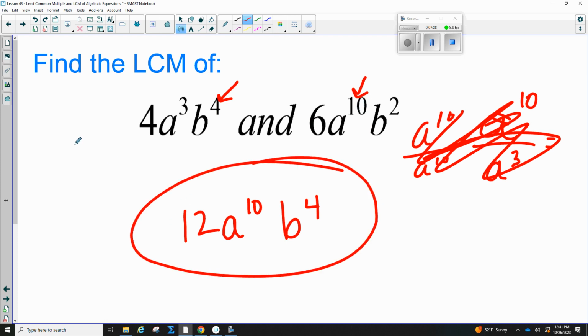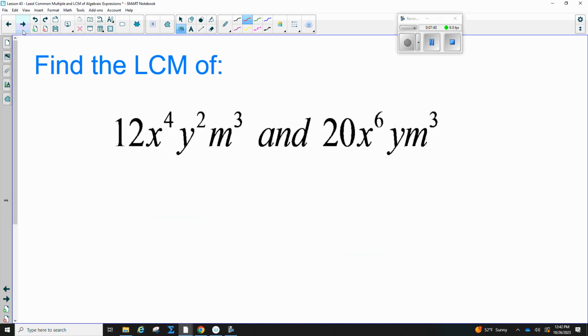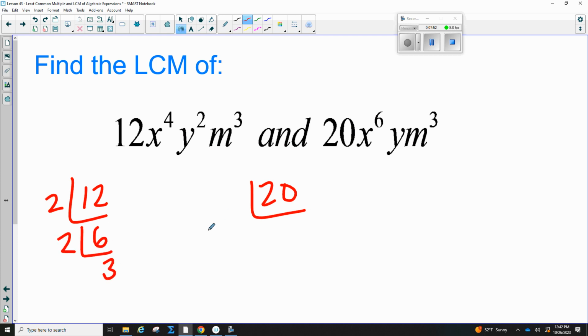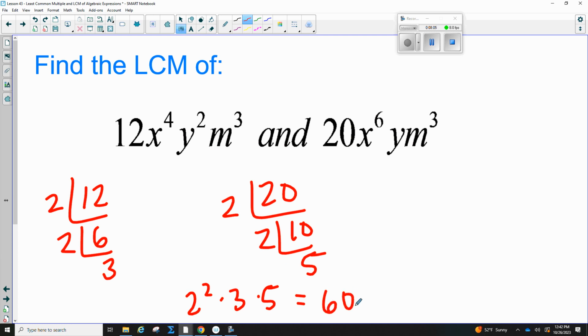Okay, find the LCM of this. Start with 12 and 20. All right, so again, let's do this one just to remind you. All right, so you could do this. You're like, all right, that's 2 and 6, and that's 2 and 3. And this would be 2 goes in 10 times, 2 goes in 5 times. We need 2 2's, we need a 3, and we need a 5. So you would have to multiply 4 times 15, which is 60. All right, so the least common multiple of 12 and 20 is 60.